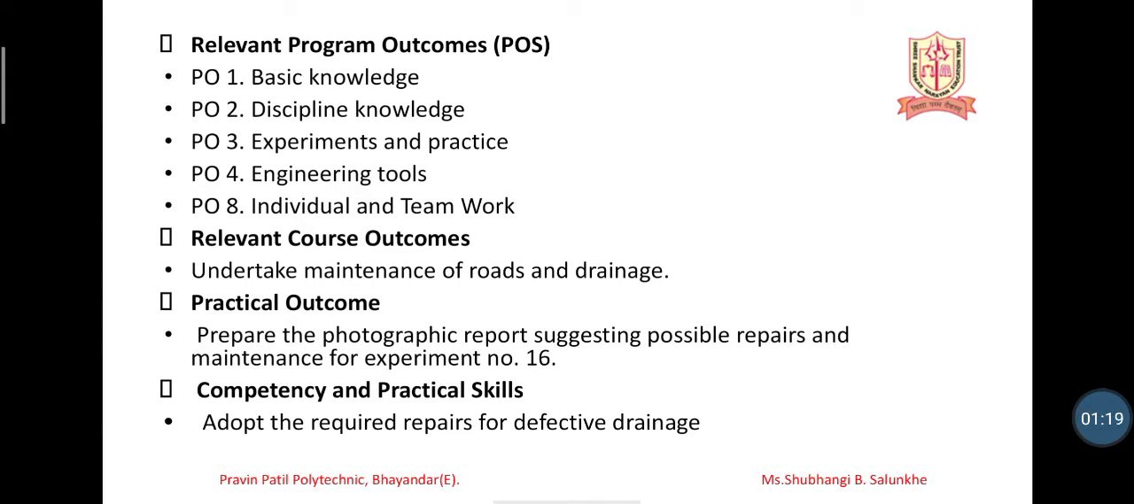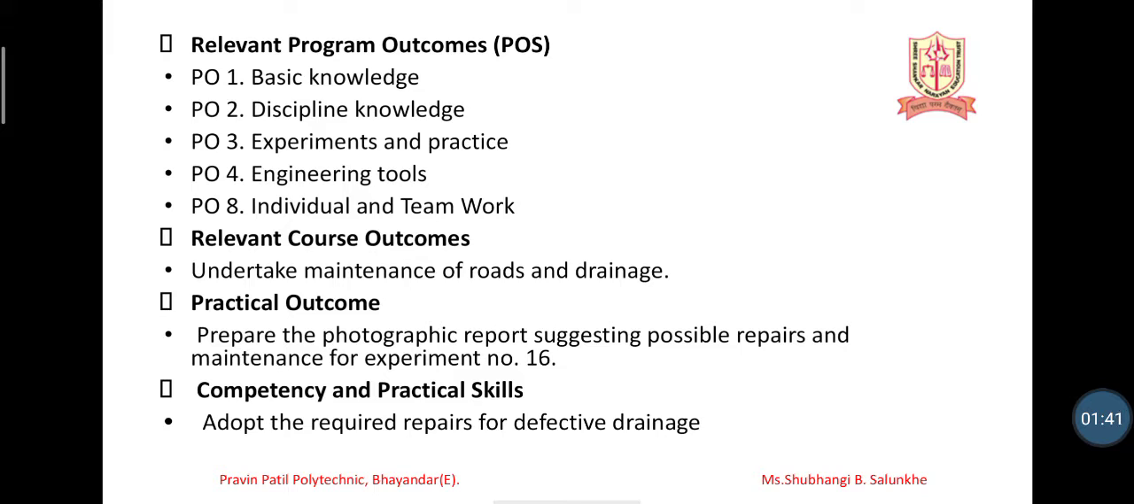For performing this practical, we should have PO1, that is basic knowledge, PO2, that is discipline knowledge, PO3, experiment and practical, PO4, engineering tools, and PO8, individual and teamwork. These are all practical outcomes. That is, you should have this much ability.